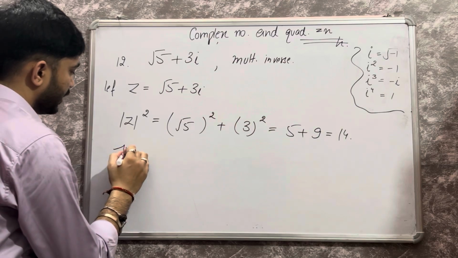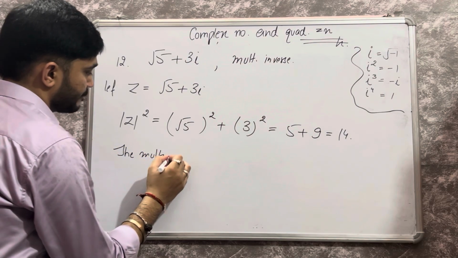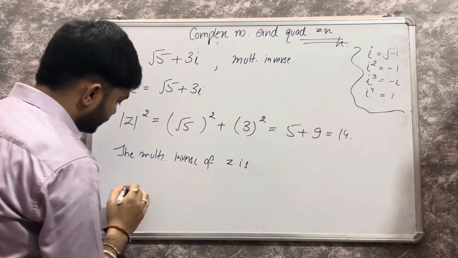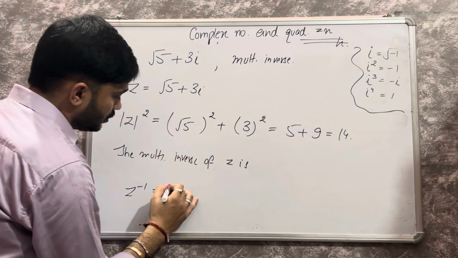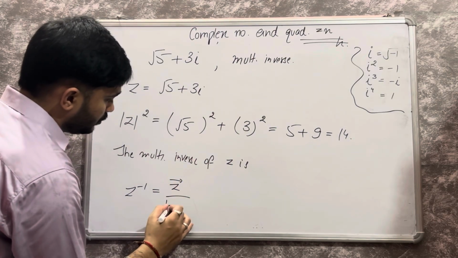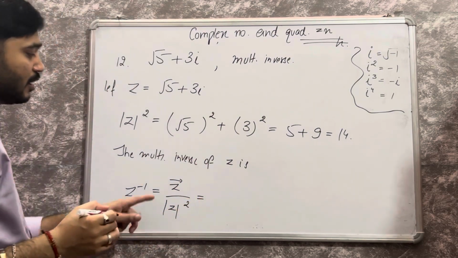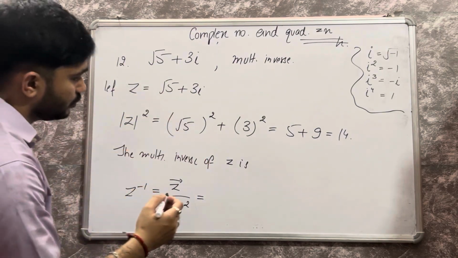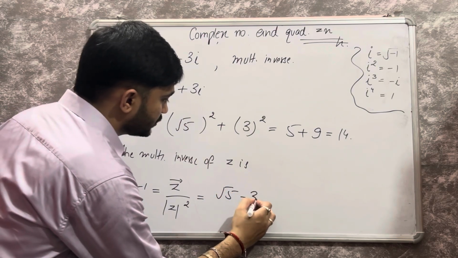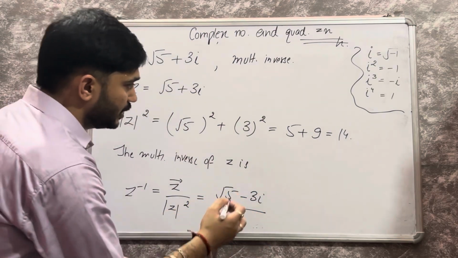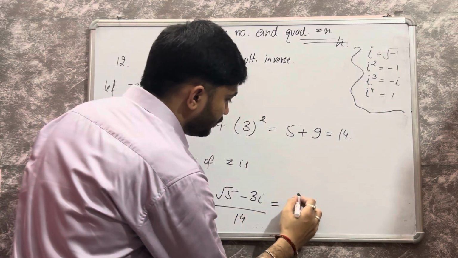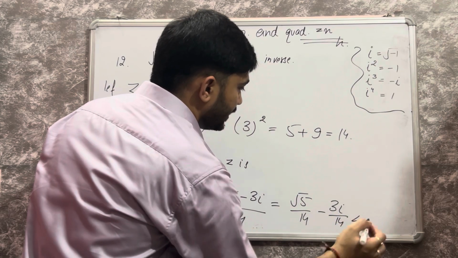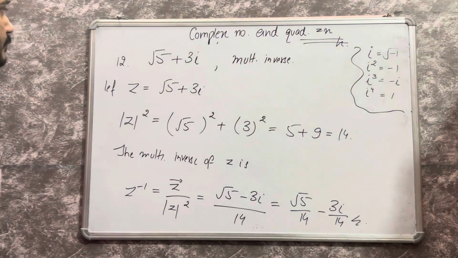Now the multiplicative inverse of z, that is z inverse, is equal to z bar upon mod z square. Since we know that we have to change the sign of imaginary number here, the answer will be under root 5 minus 3 iota divided by mod z square value, that is 14. So the answer will be under root 5 upon 14 minus 3 iota by 14. That's the answer of this question. Any doubts?